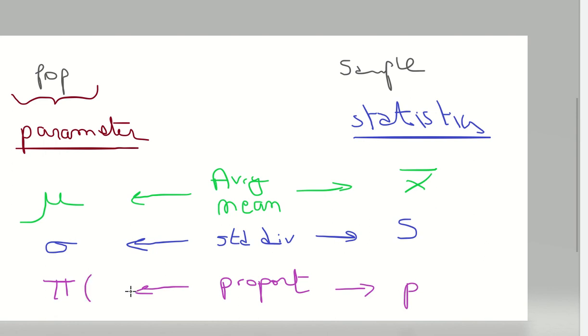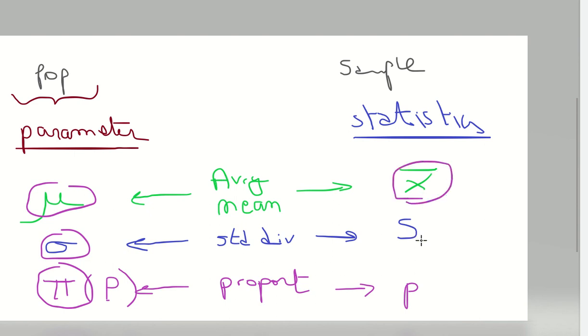Some books write the proportion in the population as capital P, but we're going to stick with this way of writing things, the Greek letters. So mu, sigma, and pi for the population. The same things, if they're calculated in the sample, would be x bar, s, and p. All right, so far, two things: parameters and statistics, and how we write them.